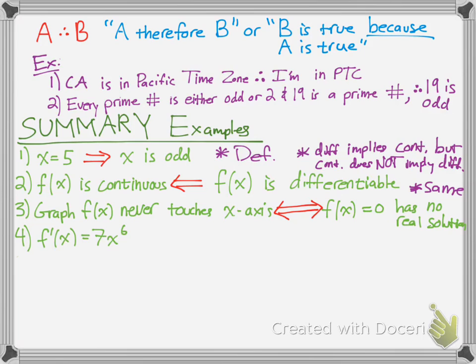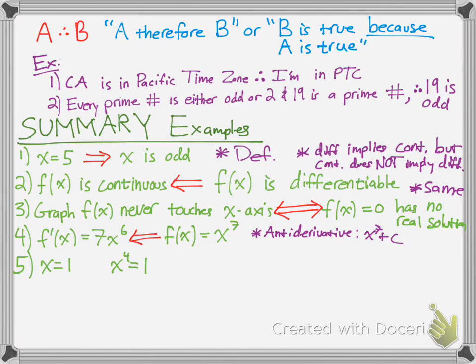Number 4. F prime of x, or the derivative of f, is equal to 7x to the 6th power, and you also have f of x equals x to the 7th. Pause the video and think about it. Which arrow would you use? You would use A is implied by B, because with the antiderivative, you can have a constant. If I had x to the 7th power plus 7, the derivative would still be 7x to the 6th. If I added any constant, it would be 7x to the 6th. That's why f prime of x is implied by f of x being x to the 7th power.